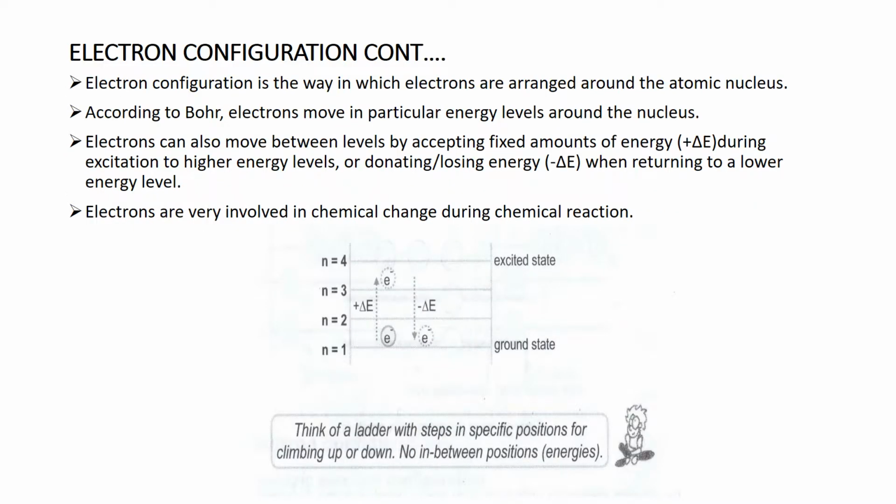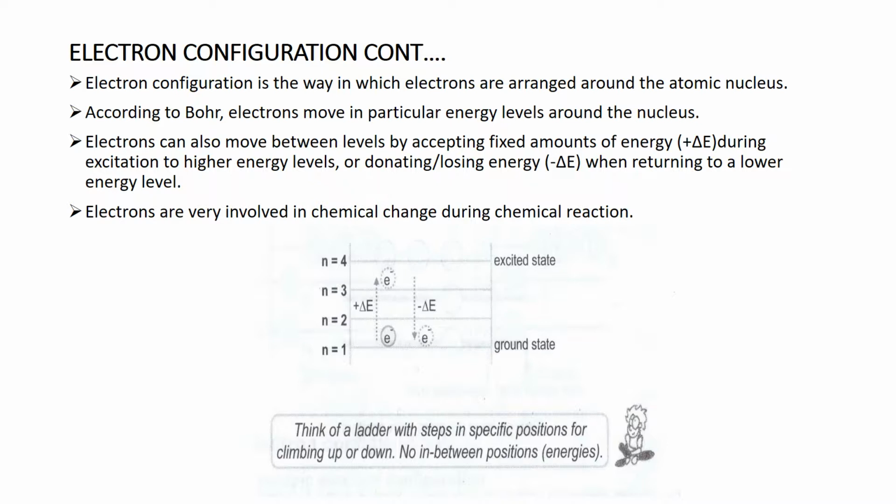Electron configuration is the way in which electrons are arranged around the atomic nucleus. According to Bohr, electrons move in particular energy levels around the nucleus, and the electrons can move between levels by accepting fixed amounts of energy during excitation to higher energy levels, or donating or losing energy when returning to a lower energy level. If you look again at our figure below, when going from the ground state, which is the first energy level, to an excited state, we gain energy. But when we move from the excited state back to the ground state, we lose energy.